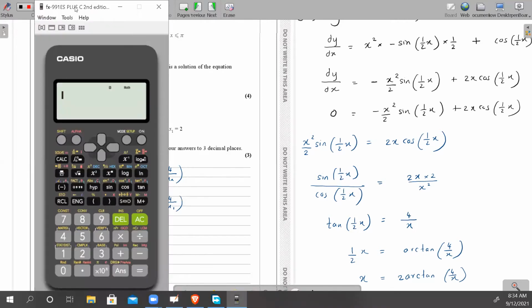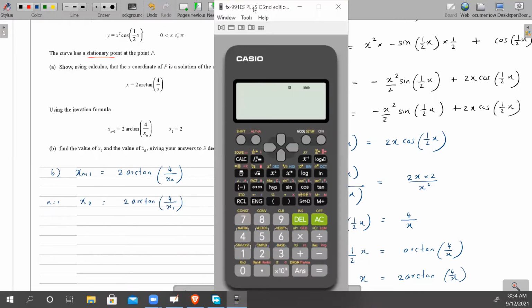The easiest way to do this is, first, make sure your calculator is in radian mode, because you can see x is in radians. So make sure the calculator is in the correct mode, and then you type the equation 2 arctan, that is 2 tan inverse 4 over x, in the general term in terms of x. Then I give calculate and give the first x value.